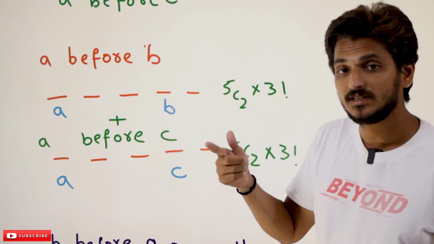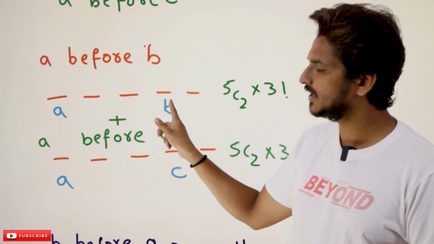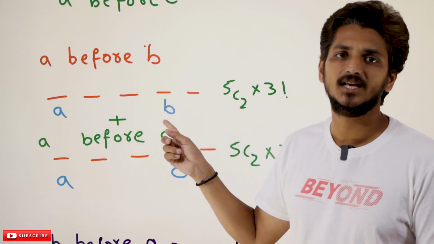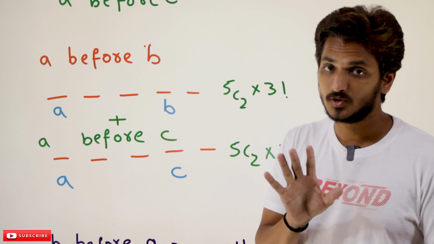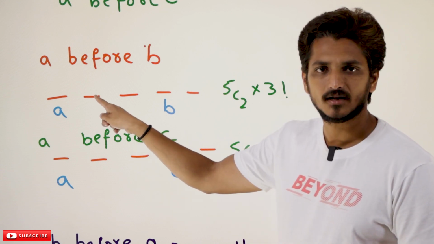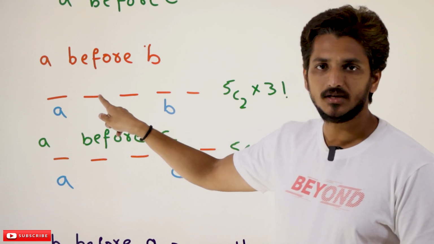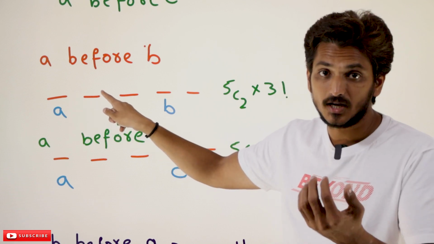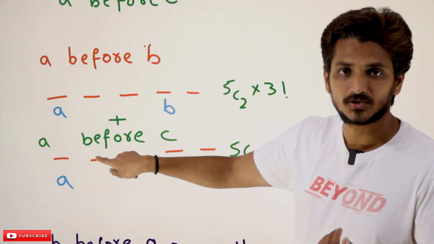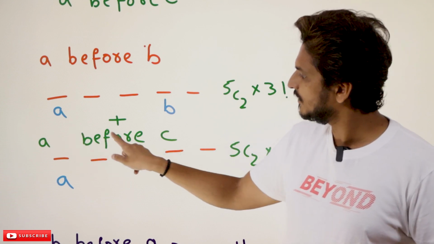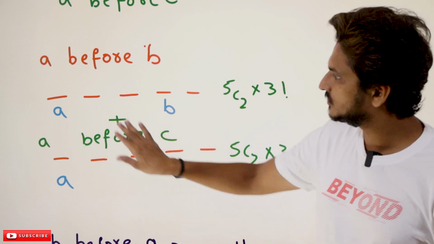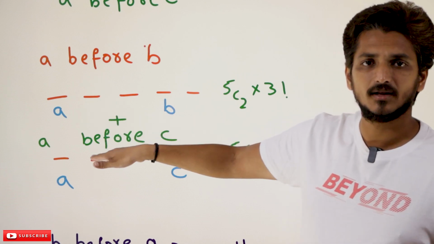What are the remaining elements? AB is used here. The remaining elements are C, D, E. But think about it. If you place C here, what's that option? A before C. This option we are already counting in the second option. What is that second option? A before C. This option is already done in this example.